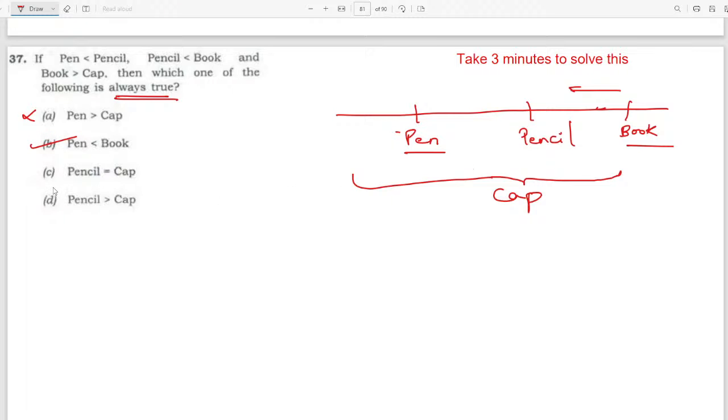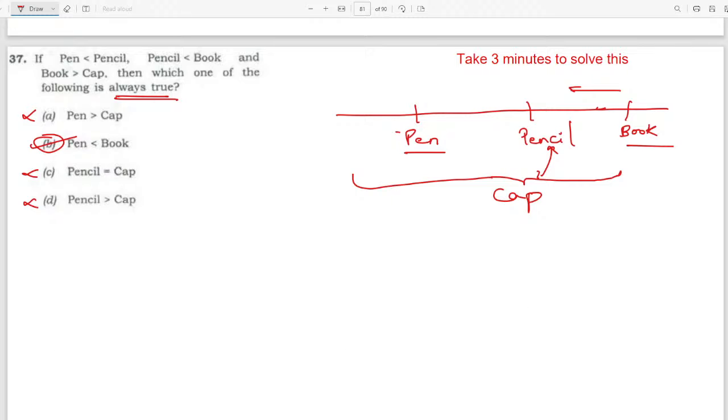But if you want to check while you're solving at home, you can check this. Pencil is equal to cap. We don't know the relationship between pencil and cap. This is wrong. Pencil is greater than cap. Again, we don't know the relationship between pencil and cap. So this is wrong. The correct answer is option C. I hope almost everyone has got the same answer, which I'm happy to see.